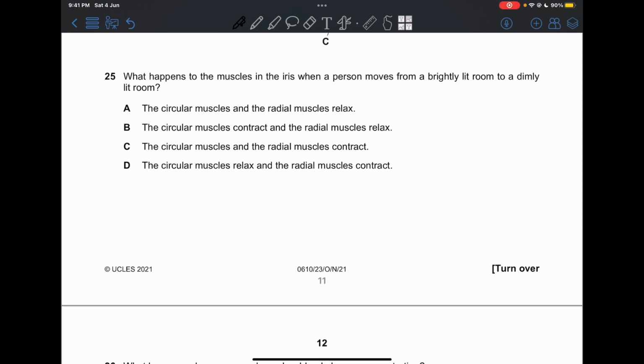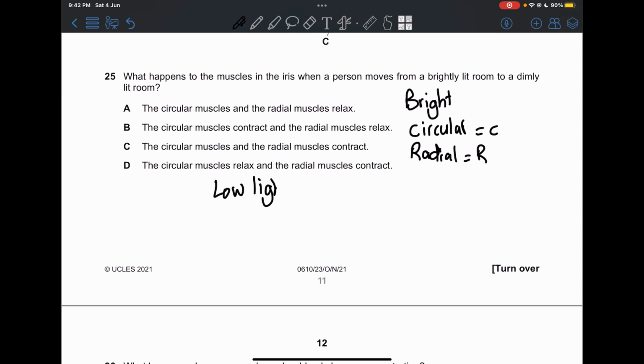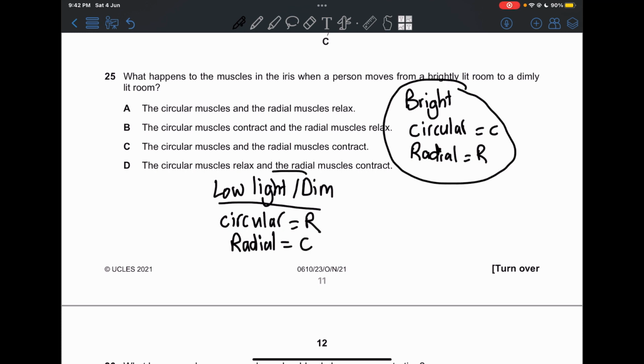Now question number 25, what happens to the muscles in the iris when a person moves from bright light to low light? So we know in bright light the circular muscles actually contract and the radial muscles relax. So also in the low light or in the dim light, the circular muscles do the opposite. They actually relax and the radial muscles contract. So this is in case of bright light and this is in low light.